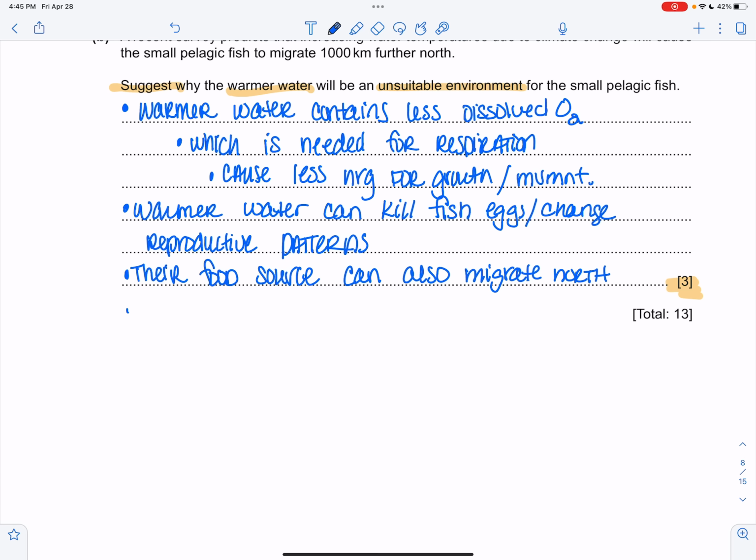Okay, and then it also has an alternative valid point. So if you know something else that can happen, a little more specific maybe, about warmer water on fish, then you can include that, provided it's valid.